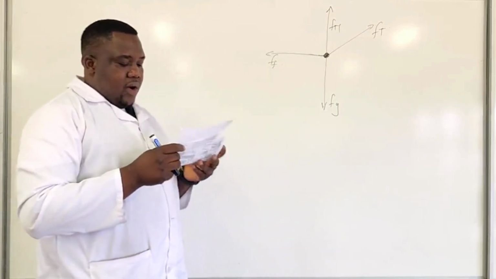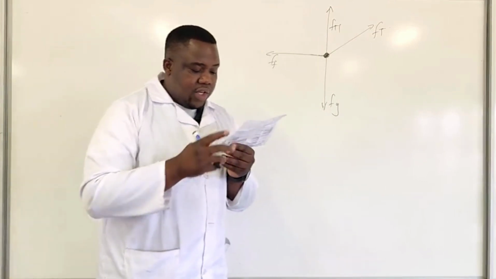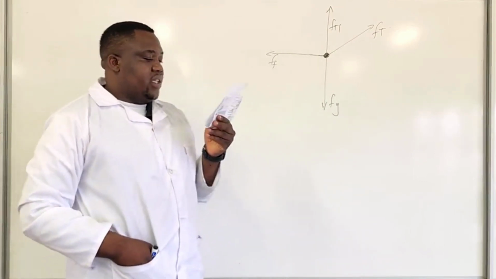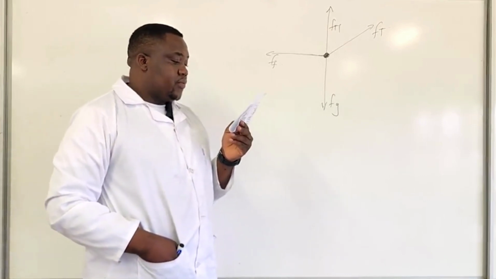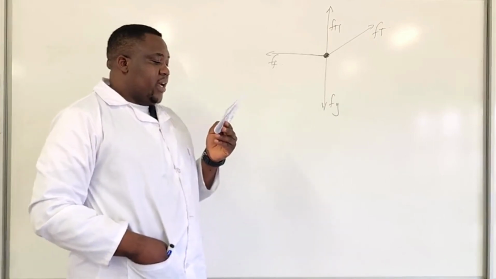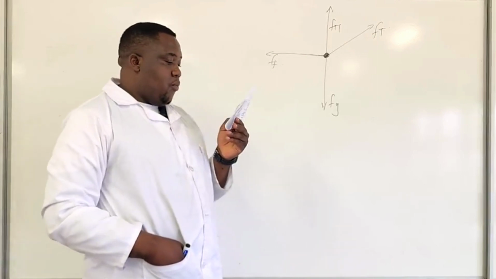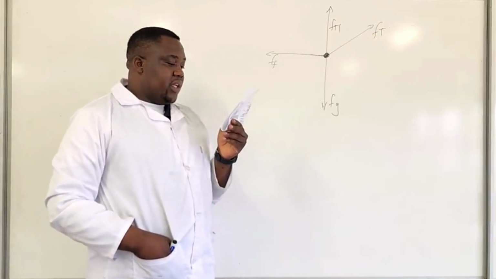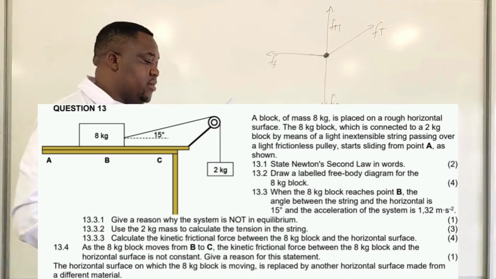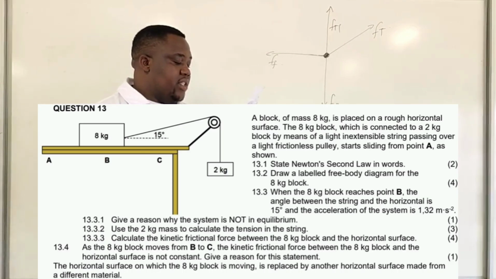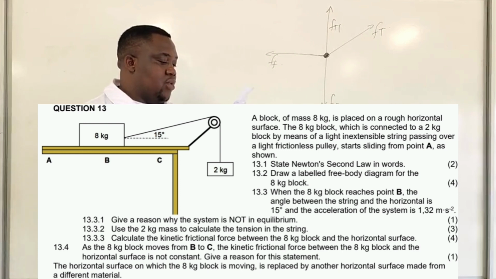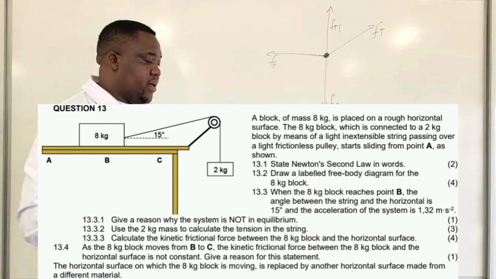Okay, so now let us check the following question. The following question states that when the 8 kg block reaches point B, the angle between the string and the horizontal is 15, and the acceleration of the system is 1.32 meters per second.